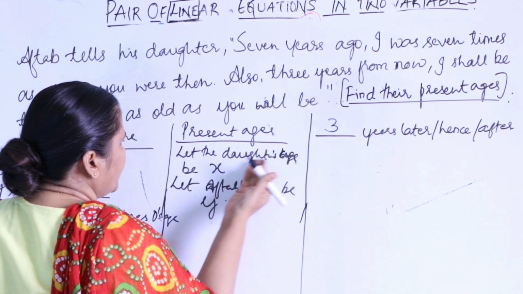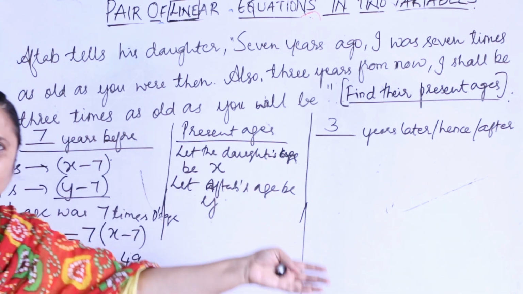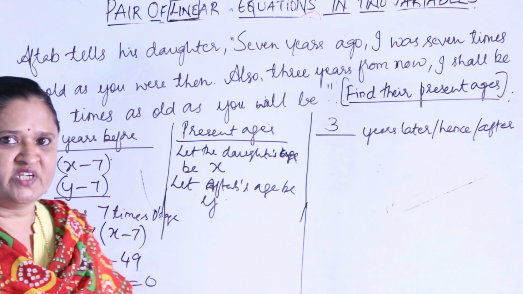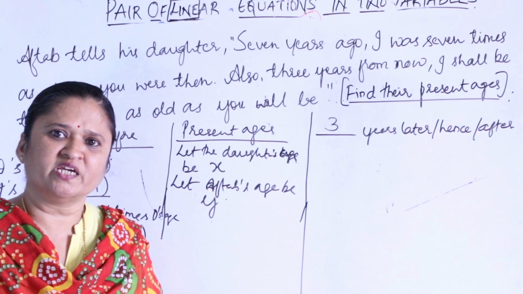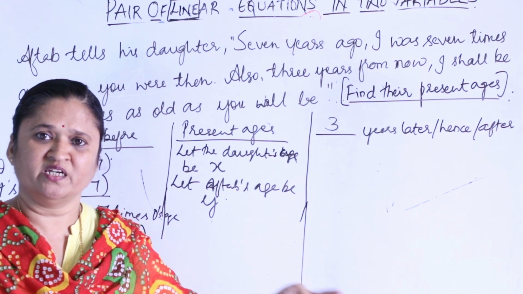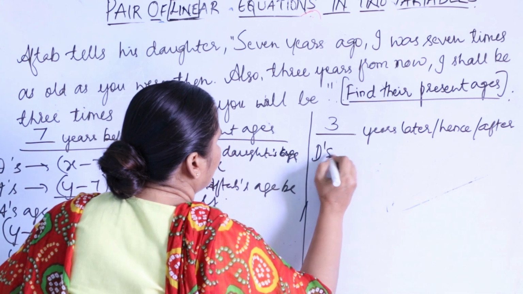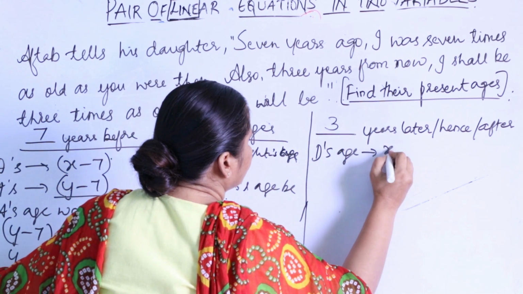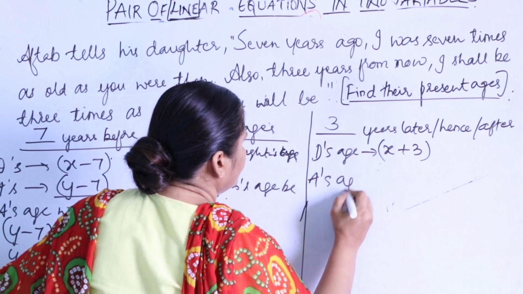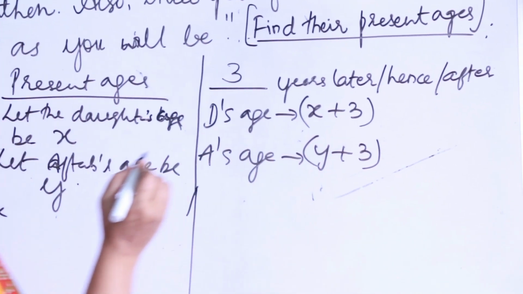Let the daughter's age be x. Present age is x. So, what will be her age after 3 years? X plus 3. Right? Because if you are 15 years now, your age after 3 years would be 15 plus 3. X plus 3. So, daughter's age, x plus 3. Similarly, Aftab's age, y plus 3.